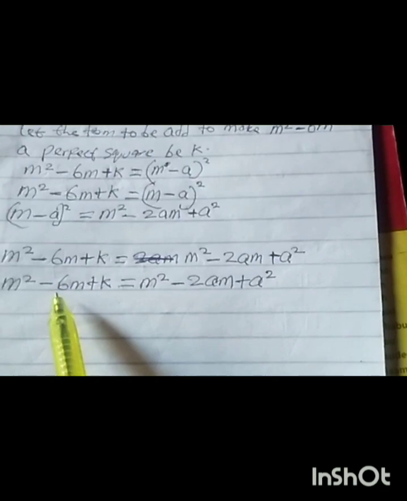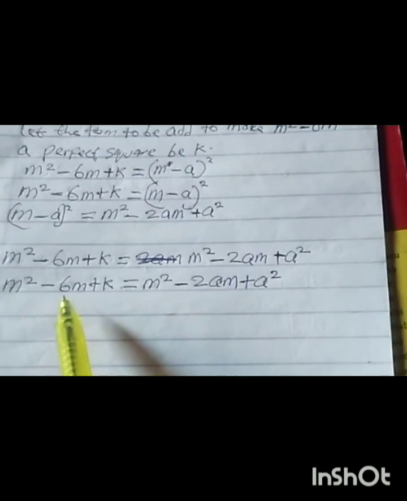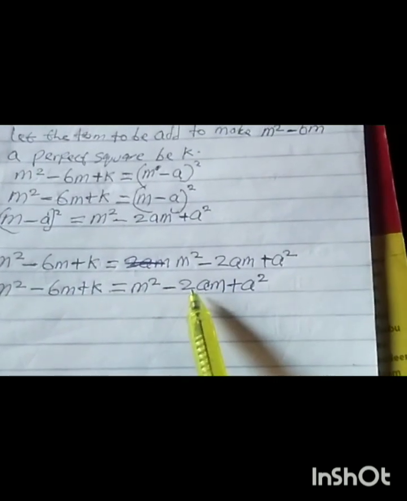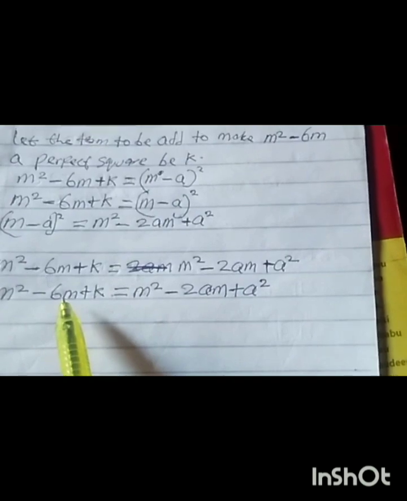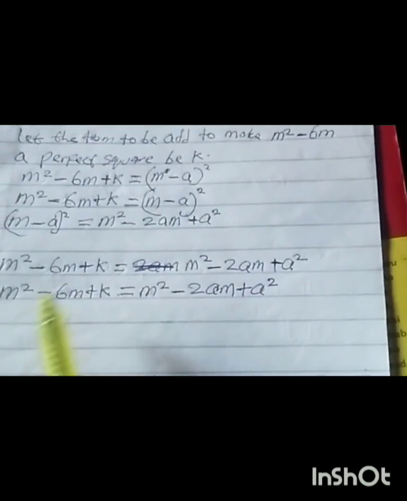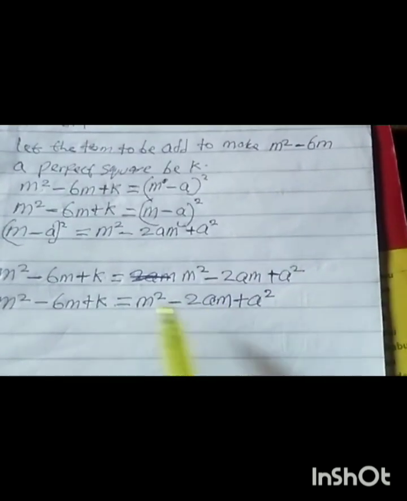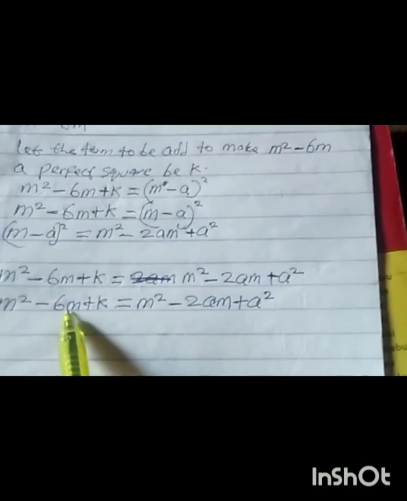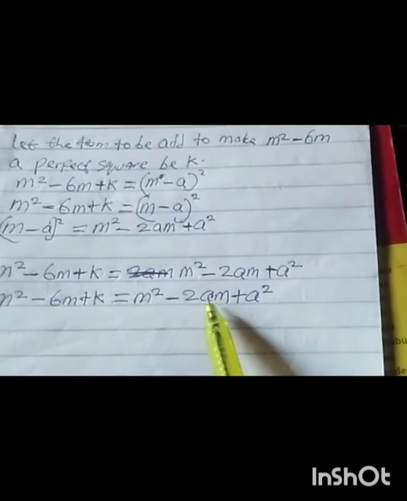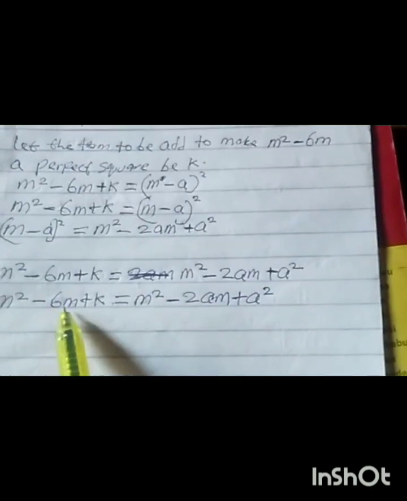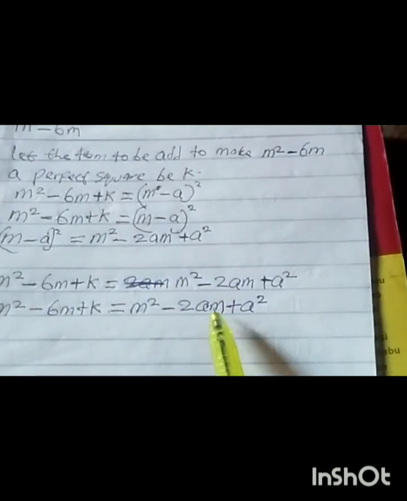So looking at what is written now, the coefficient of m at the left hand side is minus 6, while the coefficient of m at the right hand side is minus 2a. So we can now begin to compare the coefficient of m at the left hand side and the coefficient of m at the right hand side.